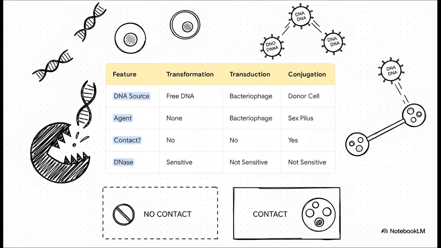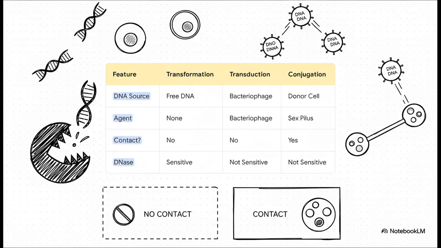First, look at the DNA source. For transformation, it's free DNA from lysed cells. For transduction, the DNA is packaged in a bacteriophage, and for conjugation, it comes from a living donor cell. The need for physical cell contact is a huge differentiator. It's a no for both transformation and transduction, but an absolute yes for conjugation.